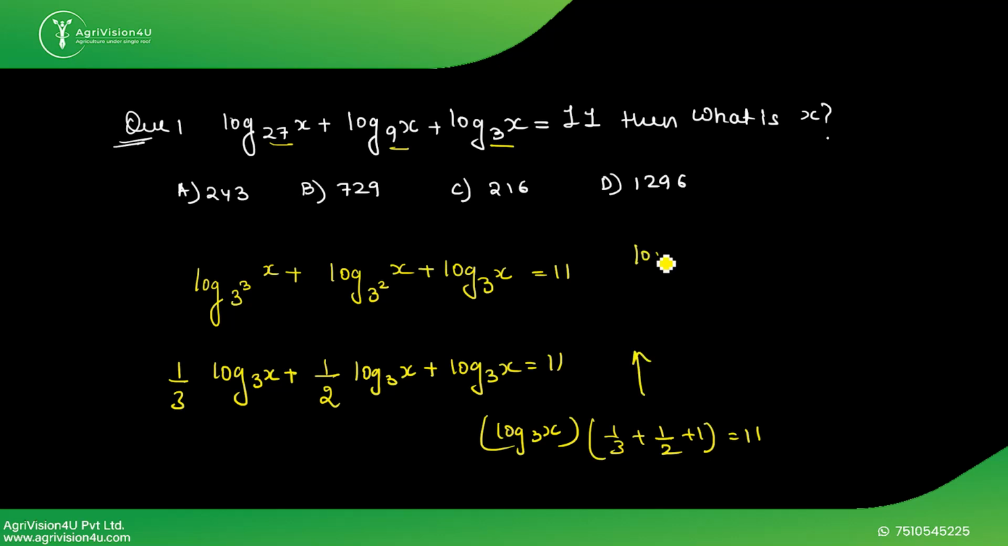I'm writing it here. Log 3x times, and here what will happen? Take LCM, this will be 6. This will be 2 plus 3 plus 6, 11. And here I'm having 11. 11 and 11 cancel, and you will get 6 here. Log 3 x is equal to 6. You can also do it like this: you can take 6 to the other side, and divide 11. I'm just doing it directly.